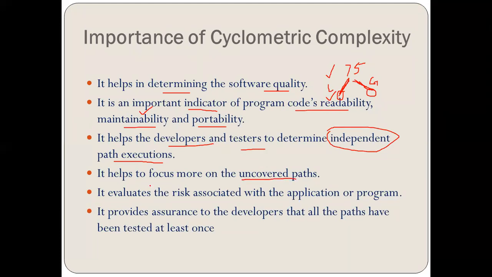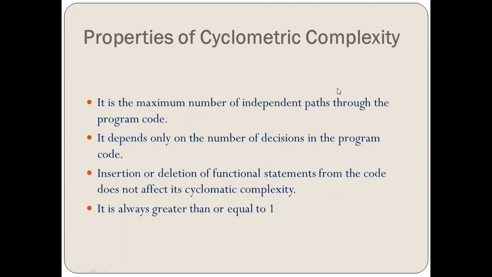The paths which are not covered are going to be covered with the help of cyclomatic complexity. It evaluates the risk associated with the application. If the complexity is very high, the risk associated with the application is high. It provides assurance to the developers that all the paths have been tested at least once. That is what I was telling you. Independent paths should be considered to be tested at least once so that there is no error.